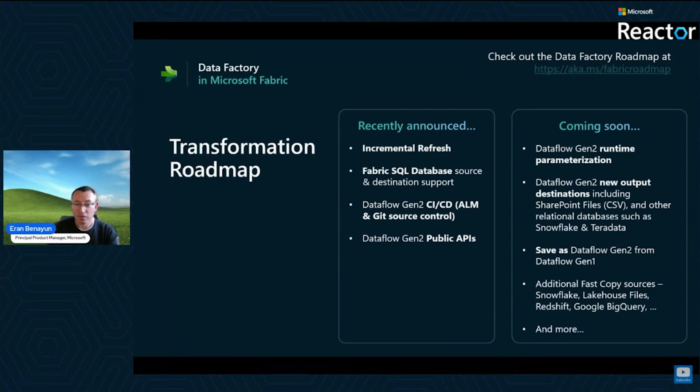Fast copy, as we saw, provides tremendous performance benefits, but we know that the scope of data sources supported is somehow limited. We plan to expand this to many more, like Snowflake, Lakehouse files, Redshift, Google BigQuery, and more. In general, any data source that is supported within the copy activity or the copy job in Fabric, you should be able to expect to see in Dataflow Gen2 in the future. Again, share your feedback on the specific sources that you wish to see, and it will greatly help us prioritize it.